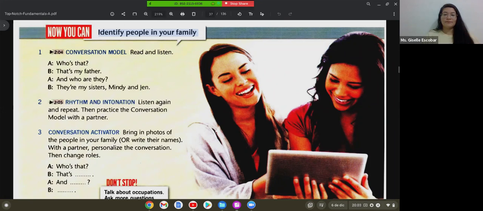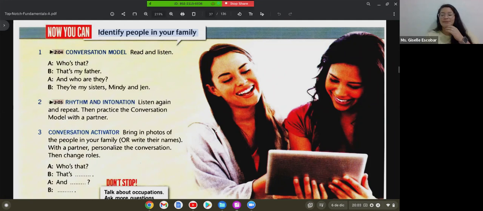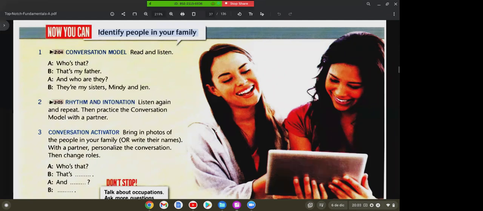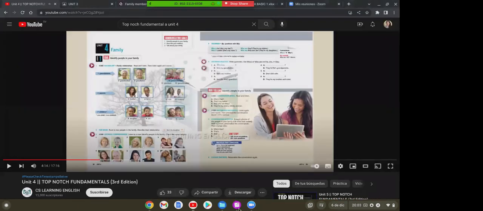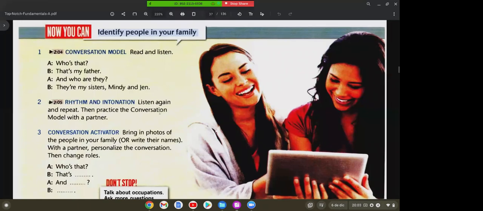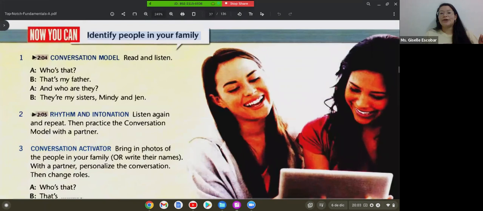Listen again and repeat. Then practice the conversation model with a partner. Who's that? That's my father. And who are they? They're my sisters, Mindy and Jen.